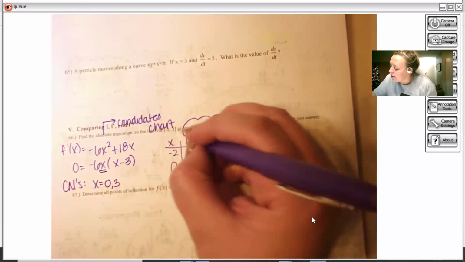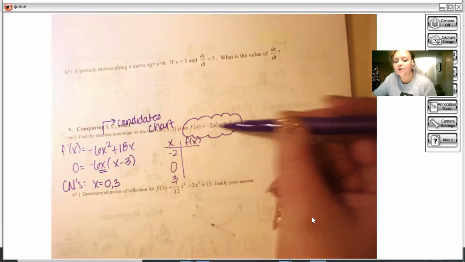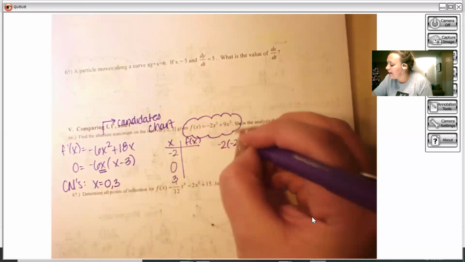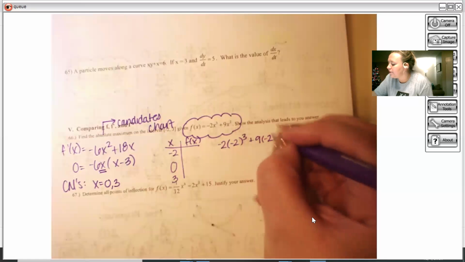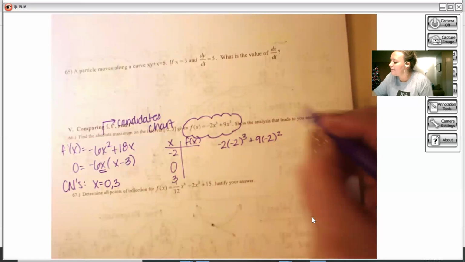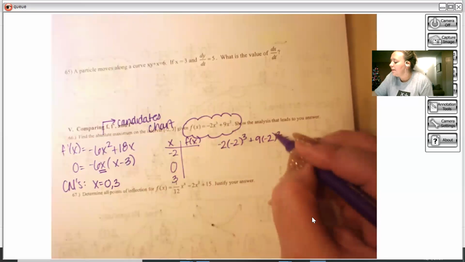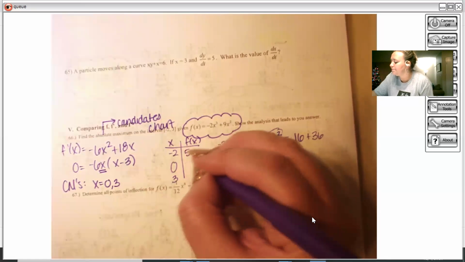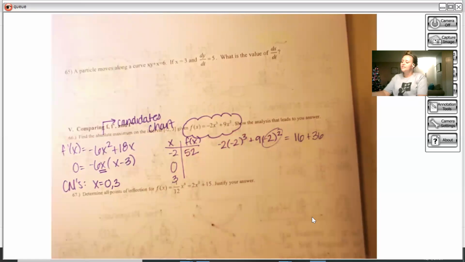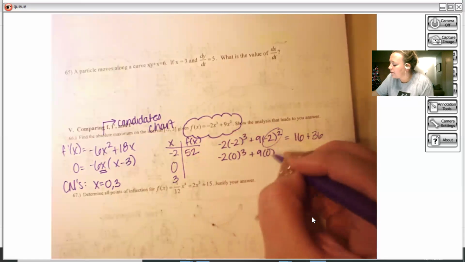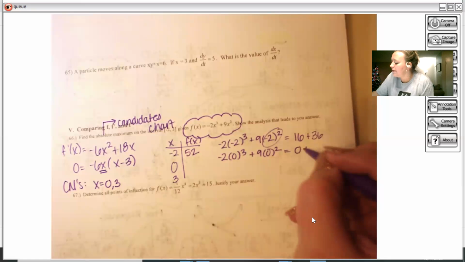When you plug into your chart, you are plugging back into the original right here. So let's do -2 first. I'm going to have -2 times -2 cubed plus 9 times -2 squared. -2 cubed is -8. Multiply that by -2, that's a positive 16. -2 squared is 4. 4 times 9 is 36. So 16 and 36, that's 52. Then we're plugging in 0, so I'd have -2 times 0 cubed plus 9 times 0 squared. 0, 0 gives me 0.